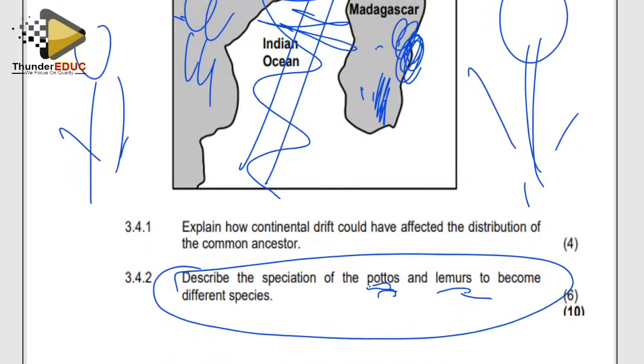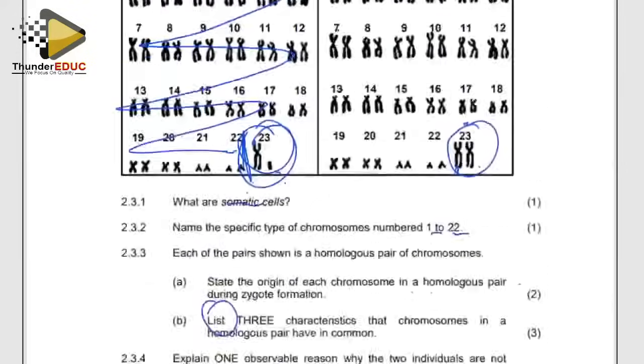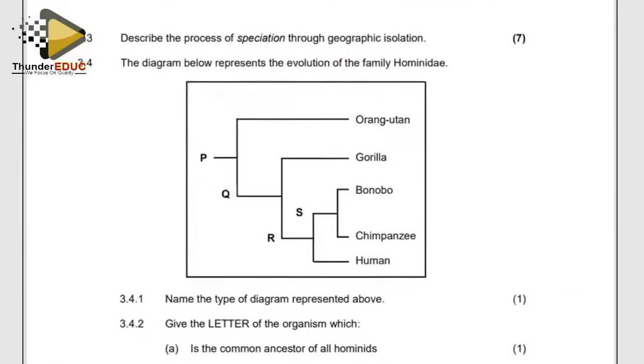You can't go to the paper without knowing these things. Please, please, please, please. Yeah, you can't.